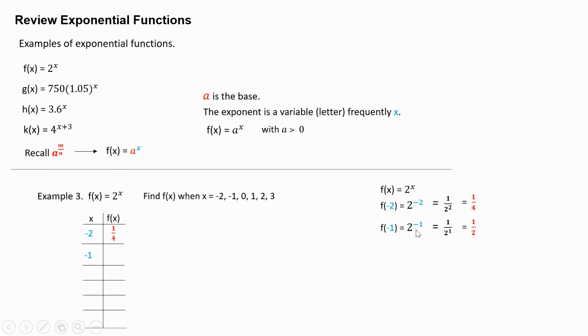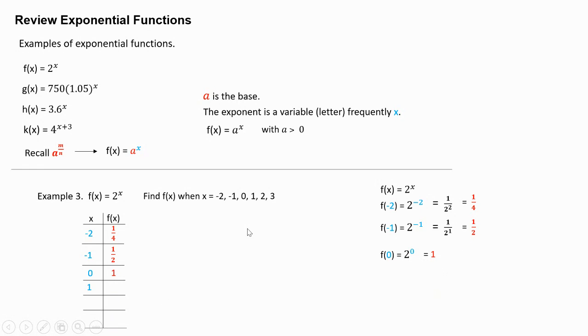We plug in -1 for the x, and 2 to the negative first power is equal to 1 over 2 to the first power, which is equal to 1/2. So when x is negative 1, y is 1/2. Then we plug in 0. Anything to a 0 power is equal to 1. So 2 to the 0 power equals 1. So when x is 0, y is 1.